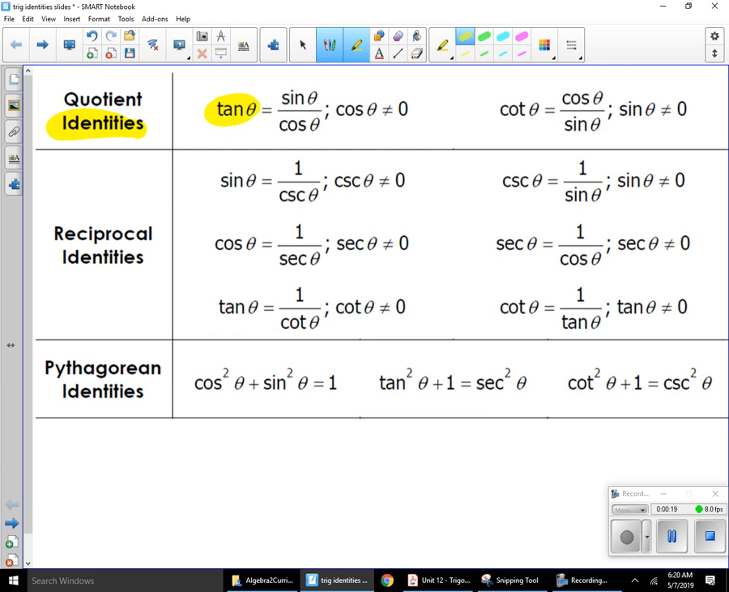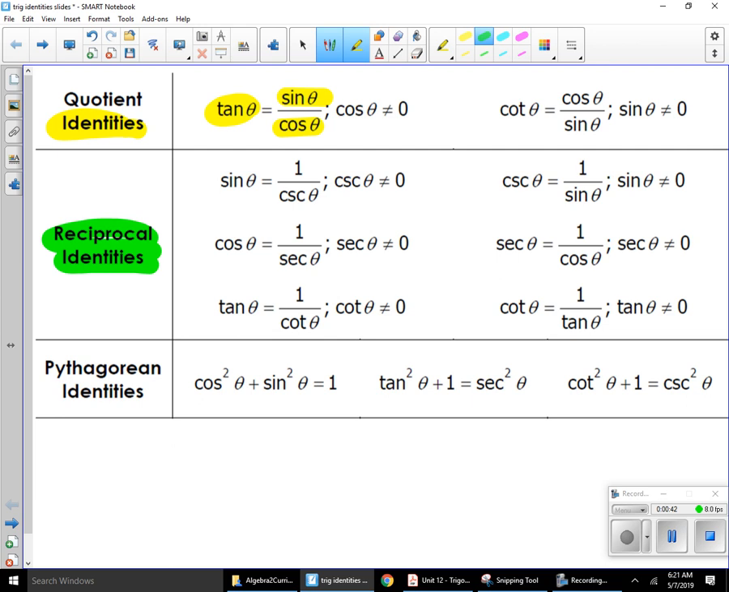You would have played around with this one in geometry. Tangent is the same as sine divided by cosine, at least as long as cosine isn't 0. You're still not allowed to divide by 0. That is always true. Tangent is always the same as sine divided by cosine, which is what makes tangent so useful. These other ones are going to be new.